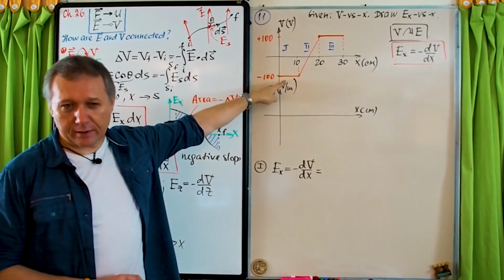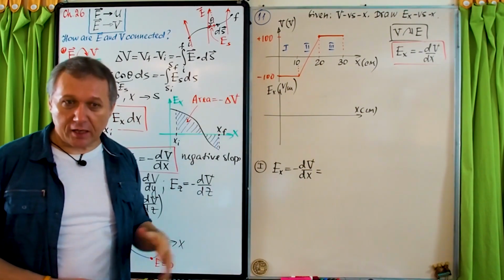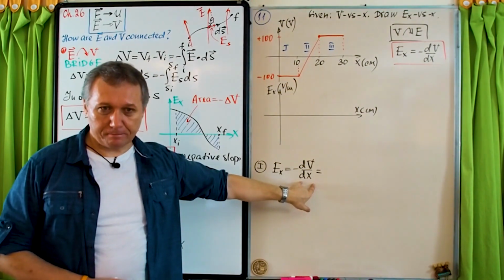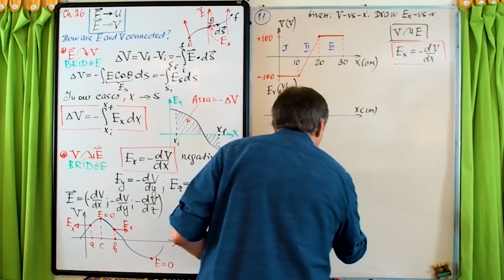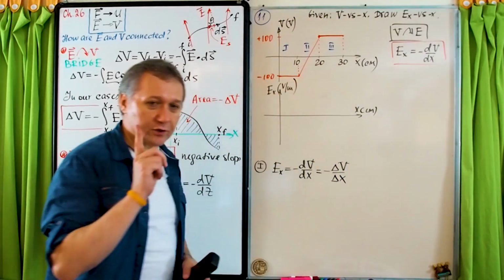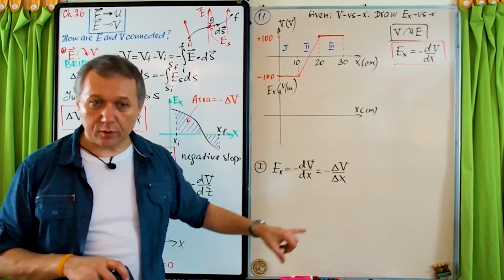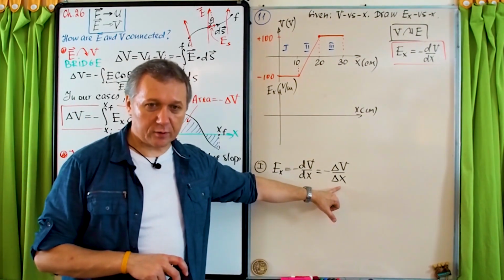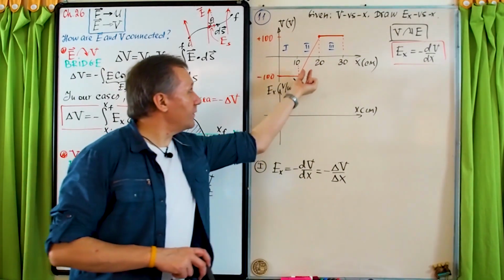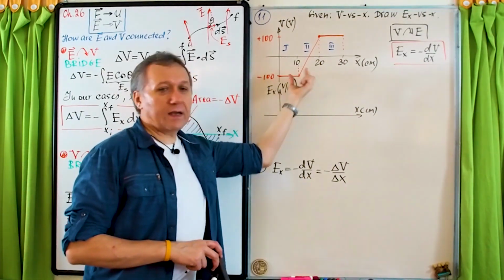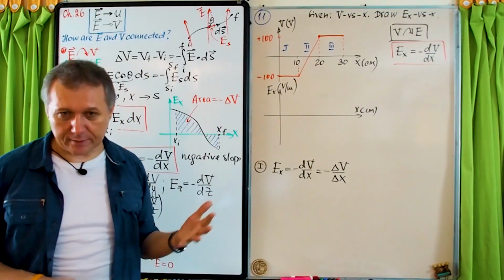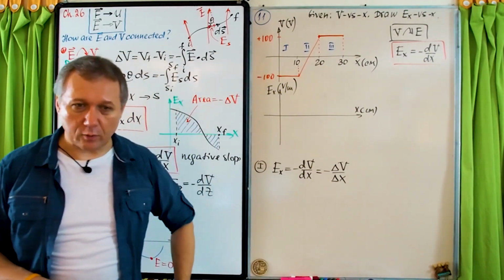Whenever you have a straight line, and you want to find the slope using infinitesimally small displacement dx, can I also write minus delta v over delta x for a straight line? Yes, it's only correct for a straight line. So if you calculate the slope using infinitesimally small dx or finite dx, the slope will be the same. But it's true only for straight lines.